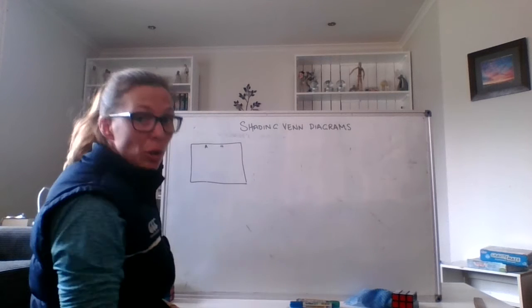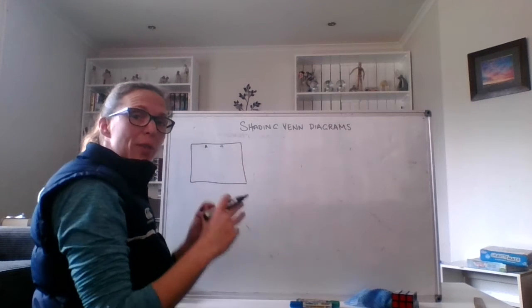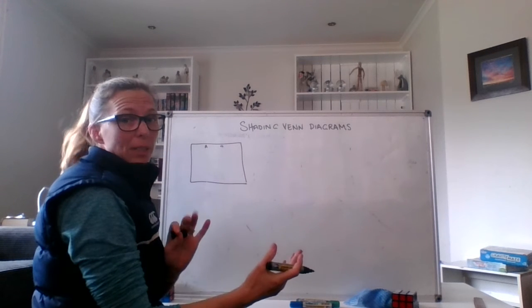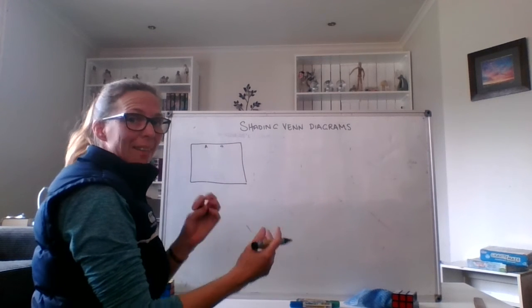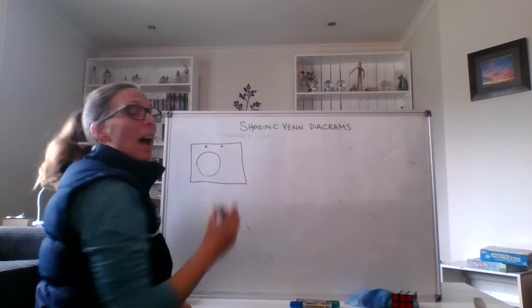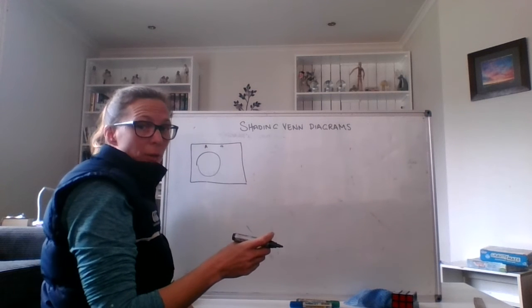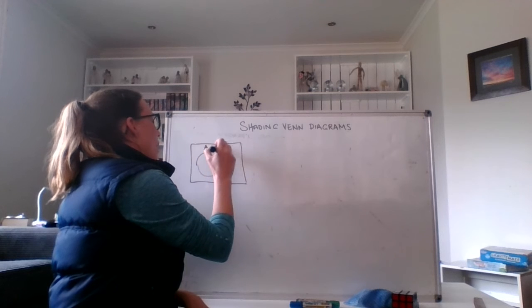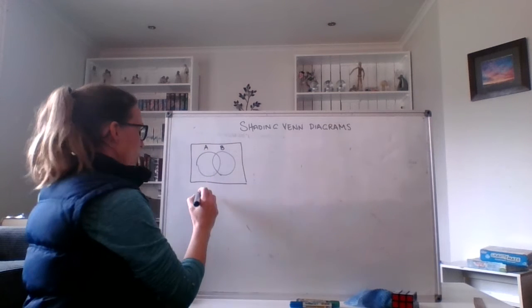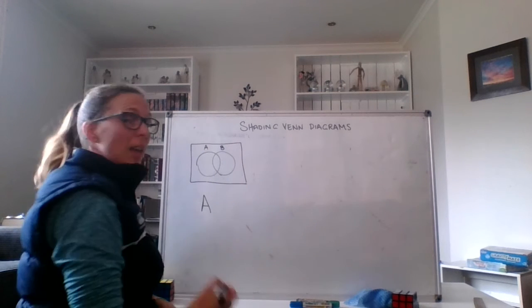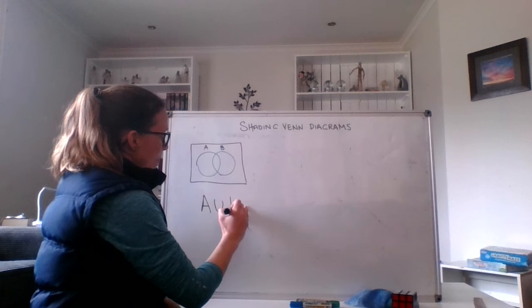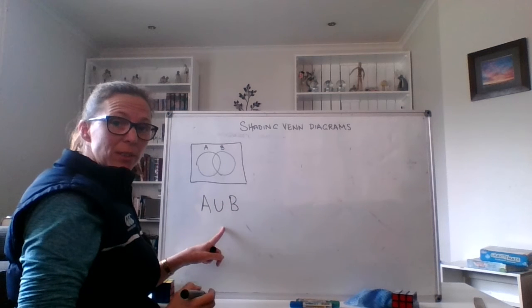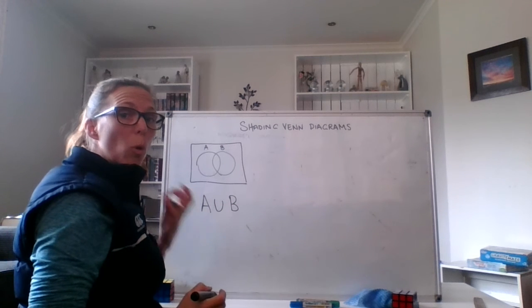Now, when we're talking unions, it's slightly different. The way I've shown you previously was how to do it for intersections or ands. Now I'm going to show you how to do it for ors, or unions. So here we go. I start with my A and my B. I'm going to start simply with A union B, remembering that this U shape means the word or.